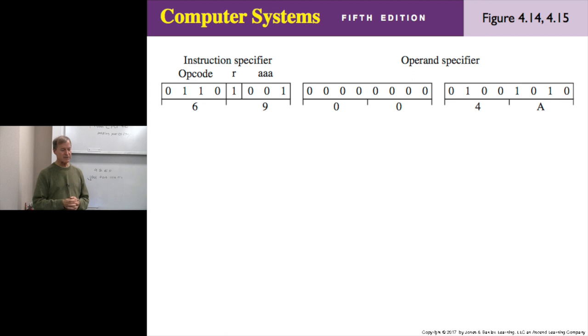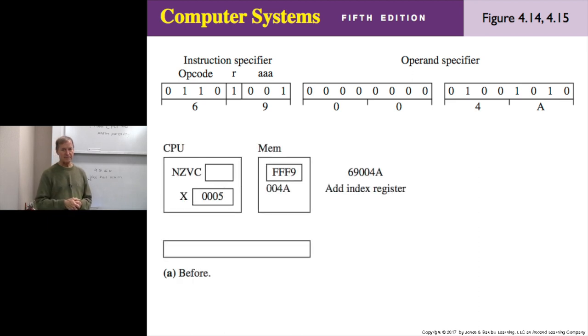Here's an example of the instruction: 69004A. So you understand that the instruction is written all in binary, and we abbreviate it 69004A. What would happen if this instruction executes, provided that we have the state as in figure A in figure 4.15? So what is it telling us to do? What is the register R field? One, which indicates which register? The index register. So it's going to add something. And what is the addressing AAA field? Correct, 000, direct. So that means that 004A is the address in memory of what we're going to add.